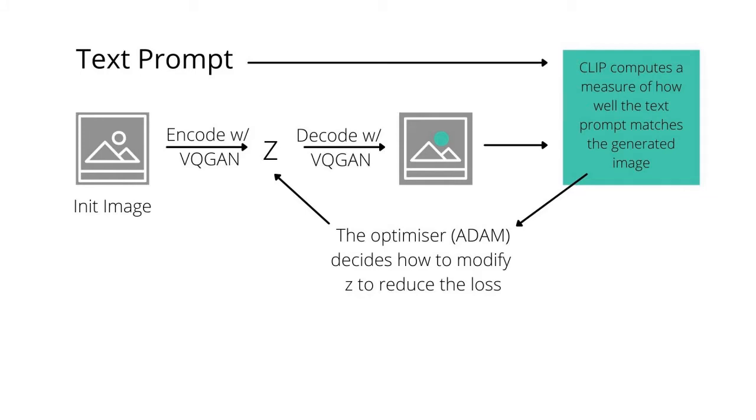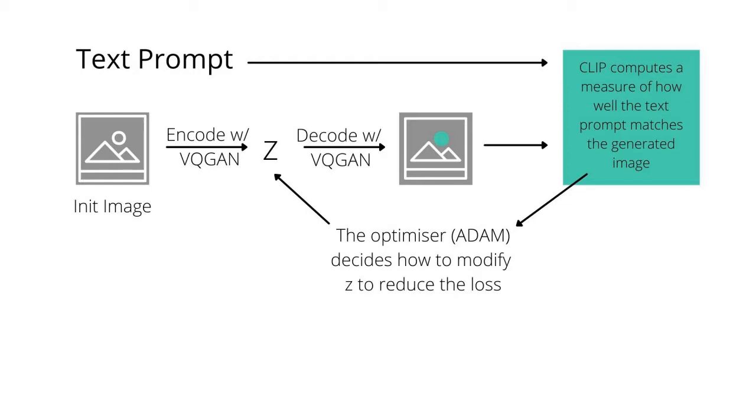And the nice thing is this whole pipeline is differentiable. So when we get our loss, we can then go back and ask, how do we update Z, using whatever optimizer we want, to get something that does better? Iteratively over time, we go from essentially just noise, which doesn't fit the prompt very well, to something that, at least to Clip, looks very much like the text description.